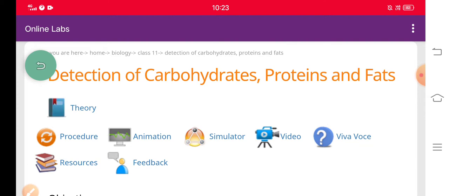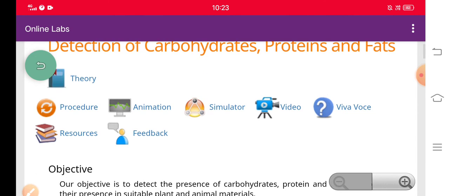So the first practical is related to the flowers, their ovaries, dissection, characteristics in plants. So we are on our second practical of detection of carbohydrates, proteins and fats.